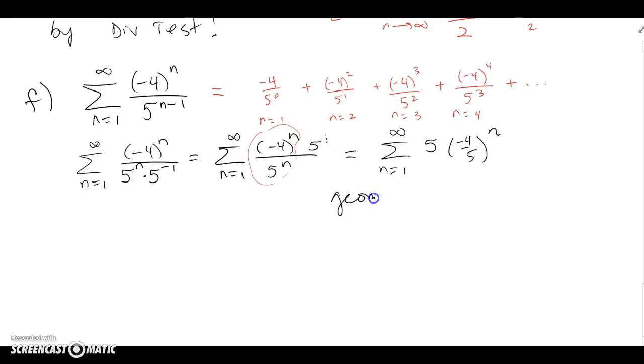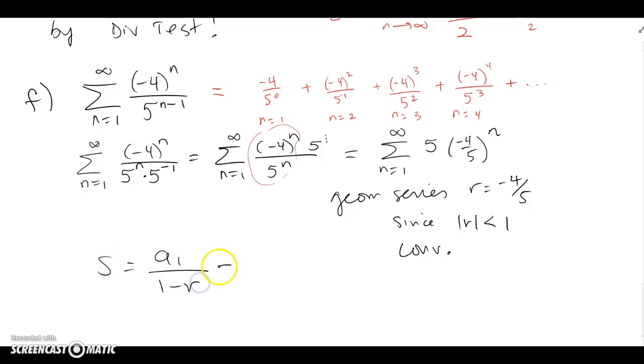So this is a geometric series with r equals negative 4/5, and since r in absolute value is less than 1, it converges. And we know what it converges to. It converges to the first term over 1 minus the common ratio. The first term here, again, is this one. You had already spit it out. Negative 4 over 5 to the 0 is just negative 4.